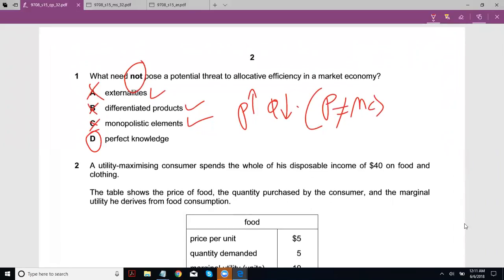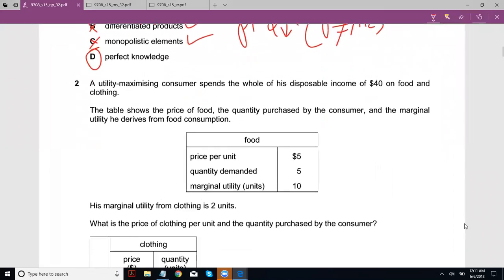Perfect knowledge only helps. It won't really threaten allocative efficiency. It might just help it, especially with regards to the true benefits of merit and demerit goods. So you can take that.